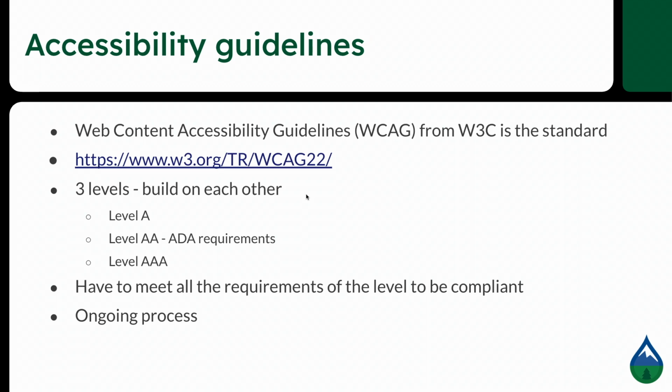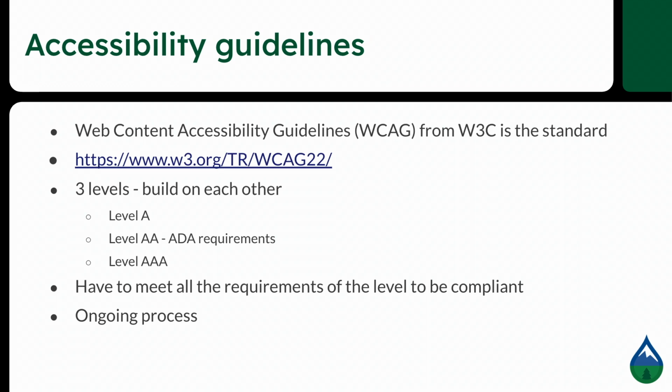So I'm going to touch briefly on accessibility guidelines. Again, not an expert, but you can go here. I don't know the ins and outs of these, but the Web Content Accessibility Guidelines, WCAG from W3C, is the standard. So there's a link there. I'm sure many of you are familiar with these. There's 3 levels. They build on each other. So there's level A, which is the basic level. There's AA, and then there's AAA. In order to meet AA, you have to meet A. So they build on top.